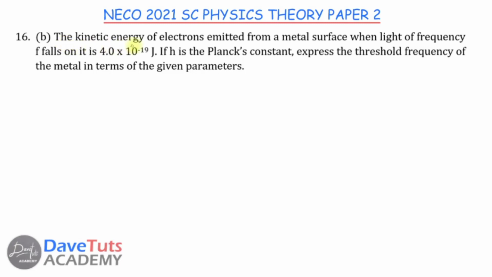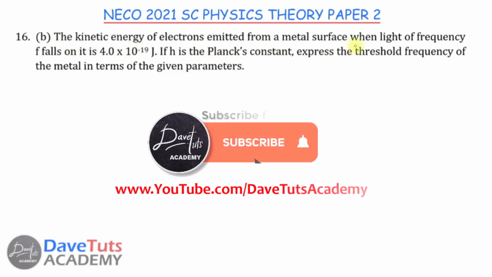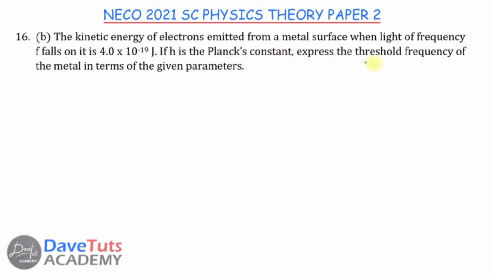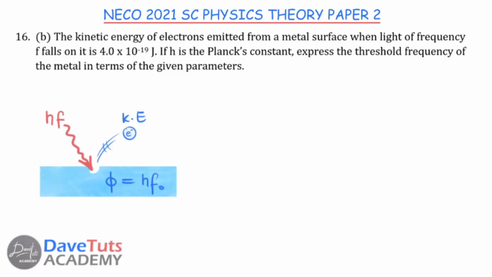Here we are being told that the kinetic energy of electrons emitted from a metal surface when light of frequency f falls on it is 4 exponent minus 19 joules. Now if h is the Planck's constant, we are to express the threshold frequency of the metal in terms of the given parameters. This is quite interesting. You can notice that we are not given any value of the constants, like h or c. That's why they say we should express the threshold frequency in terms of the given parameters. So that's what we'll try to do in this particular case.